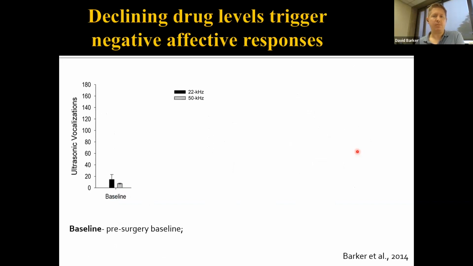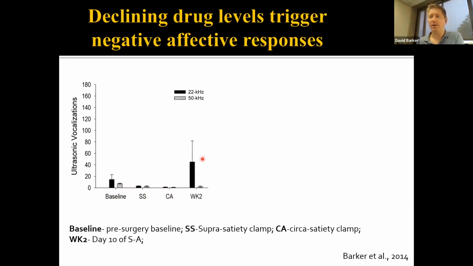So then what happens if we manipulate drug level? Well, if we look at baseline vocalizations, we see a fairly low rate of both 22 and 50 kilohertz vocalizations if animals are just in the chamber. And interestingly enough, in these clamp sessions, if we hold animals either above their satiety threshold or at their satiety threshold, then we don't see very many vocalizations at all. But if we look just during the maintenance phase where animals are kind of titrating during the second week of self-administration, then we see an increase in negative affective vocalizations. And if we hold them below satiety threshold, then we see an even greater increase.